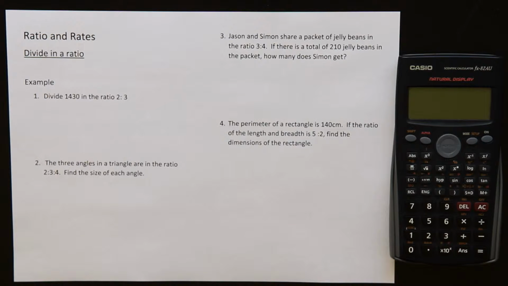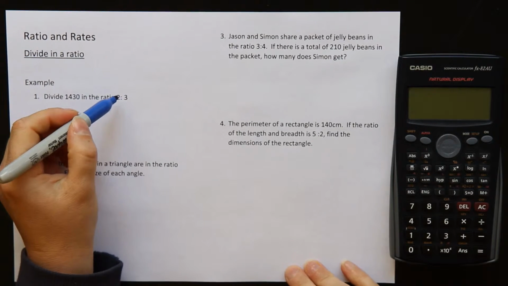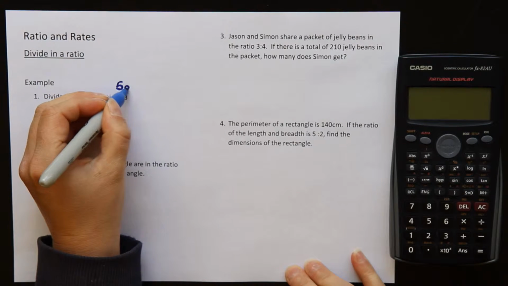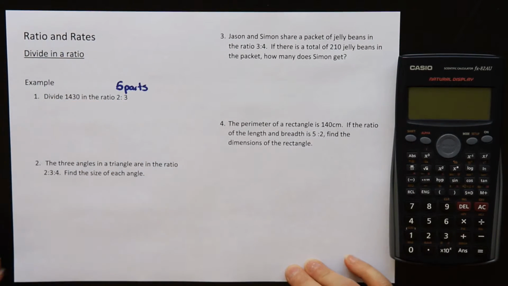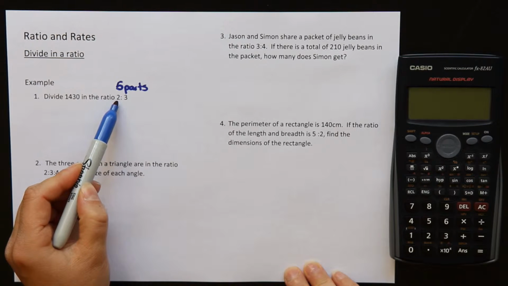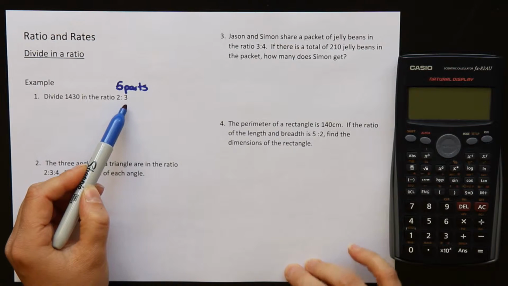So the first question here says divide 1,430 in the ratio 2:3. So what you want to do is, first of all, add your 2 and your 3 together. So that's telling you that altogether there is 5 parts. Okay? Now we could pretend that these are 2 people here. This first person owns 2 parts, and the second person has 3 parts. Altogether, that's a total of 5 parts.